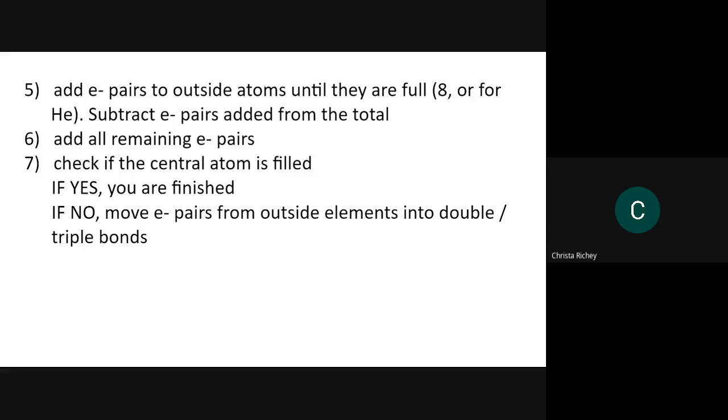This was, seriously, y'all, this was the hardest thing I remember doing in chemistry. All the other stuff, I was like, oh, it's just math. This technically is math, but you have to follow the steps. Don't worry, we're going to work through a lot of them together.